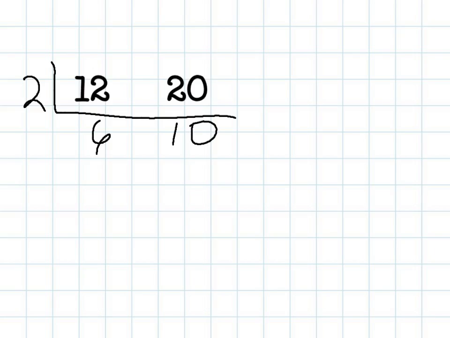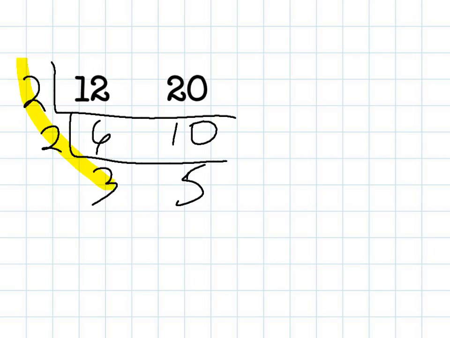Is there another prime number that goes into 6 and 10? Well, the answer is yes. 2 goes into both of them. So 2 goes into 6 3 times, 2 goes into 10 5 times. Is there another factor that will go into both of them? The answer is no. So we have figured out all of the prime factors, or the prime factorization, of 12 and 20. So your LCM will now be all of these numbers here on the outside.